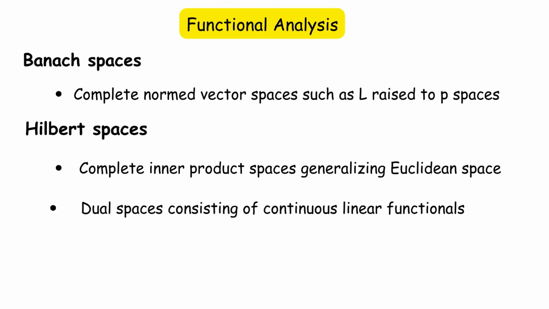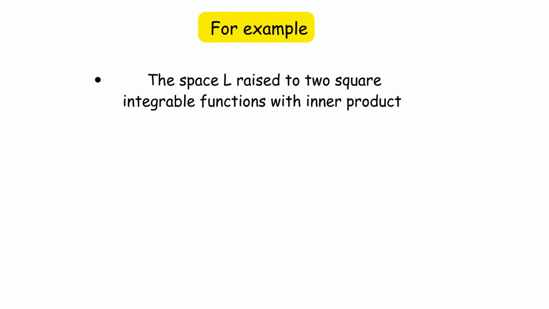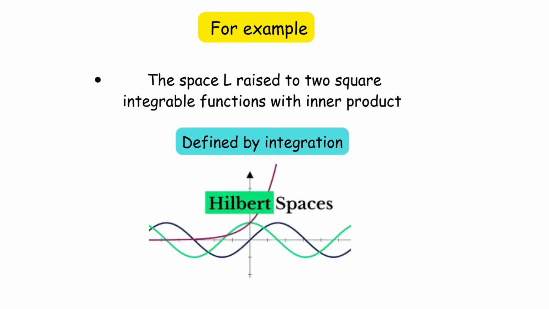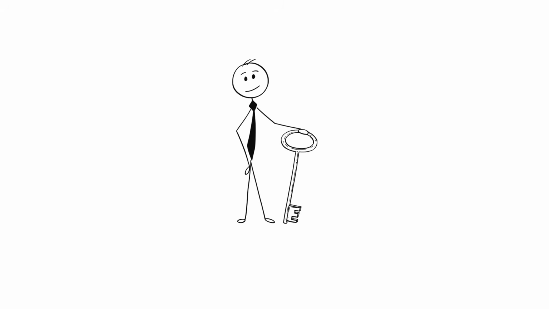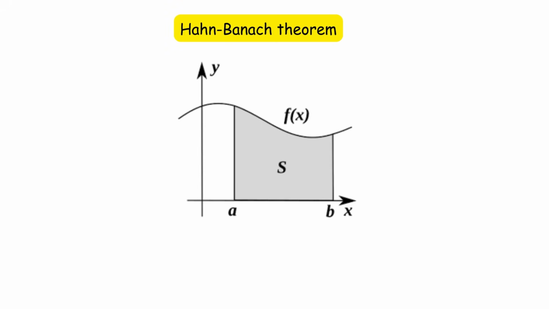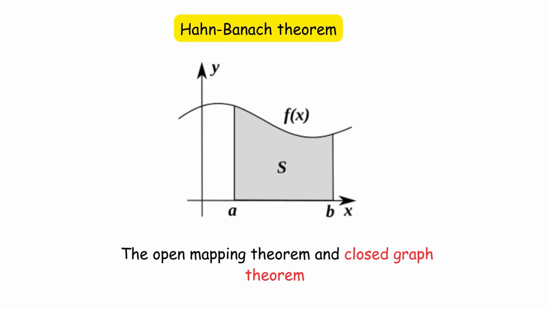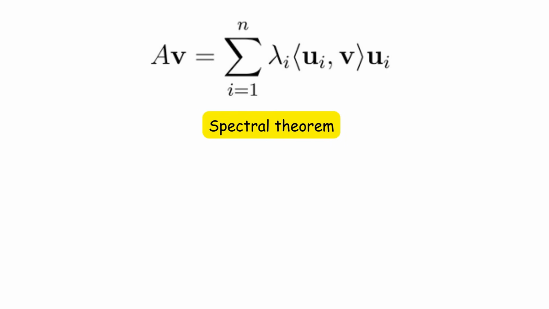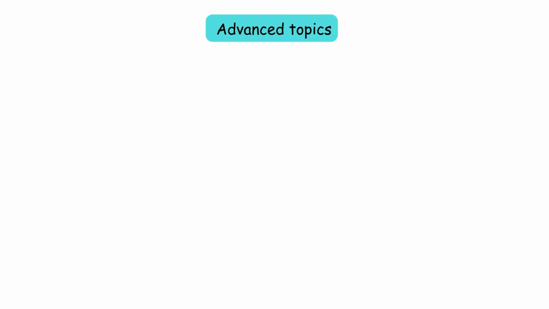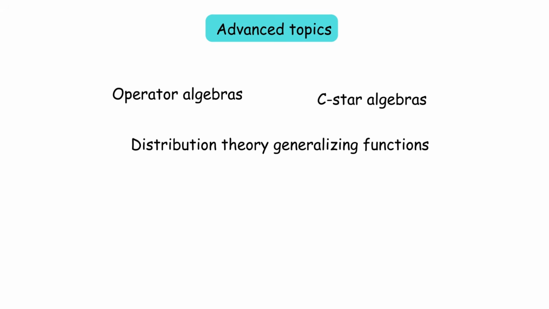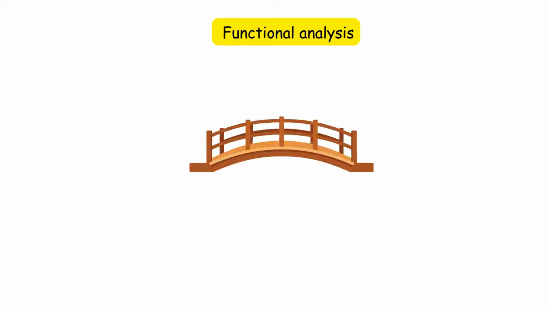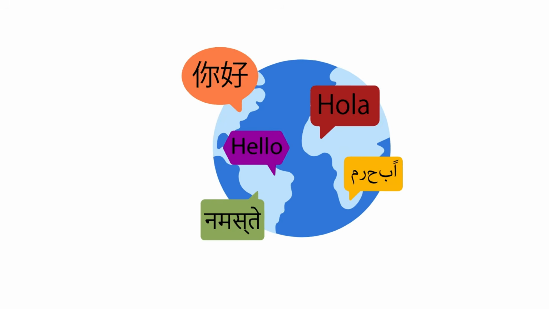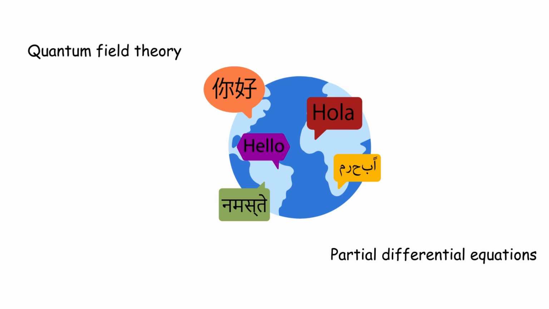of continuous linear functionals. For example, the space L^2 of square integrable functions, with inner product defined by integration, forms a Hilbert space fundamental in quantum mechanics. Key theorems include the Hahn-Banach theorem on extending linear functionals, the open mapping theorem and closed graph theorem, the uniform boundedness principle, the spectral theorem for self-adjoint operators, and the Riesz representation theorem. Advanced topics include operator algebras, C-star algebras, distribution theory generalizing functions, and Sobolev spaces. Functional analysis bridges pure mathematics and mathematical physics, providing the language for quantum field theory and partial differential equations.